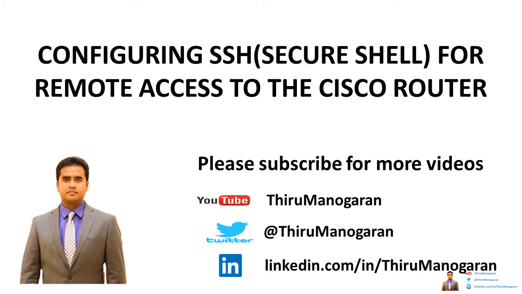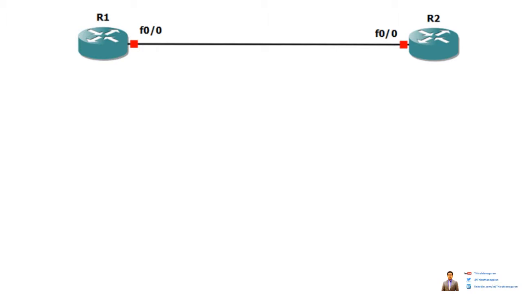In this video, I'm going to show you how to configure SSH, Secure Shell, for remote access to the Cisco router. Let's begin. We have two routers here, Router 1 and Router 2. What we are going to do is configure Router 1 for SSH, and then we are going to access Router 1 from Router 2.